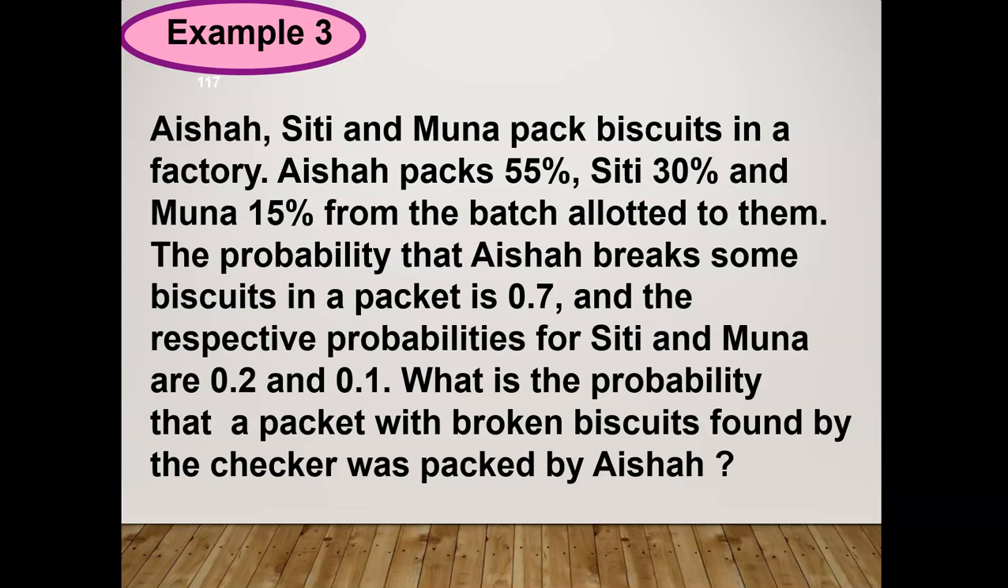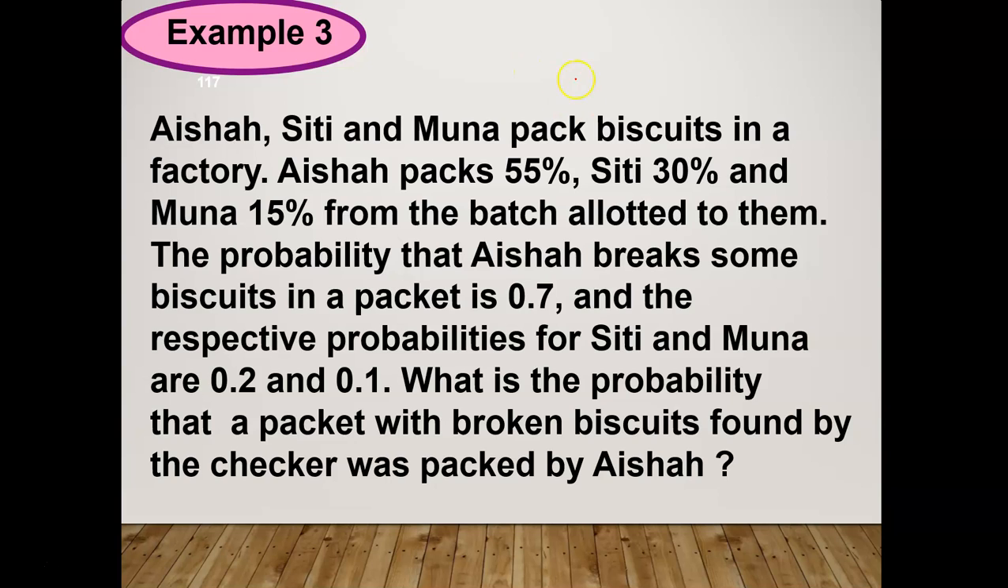I think this is the last example. Aisha, Siti, Muna pack biscuits in a factory. Aisha packs 55%, Siti 30%, and Muna 15% from the batch allocated to them. The probability that Aisha breaks some biscuit in a packet is 0.7. So in their factory, they are given how many biscuits they should pack. Before they break the biscuit, they are given how many biscuits for them.